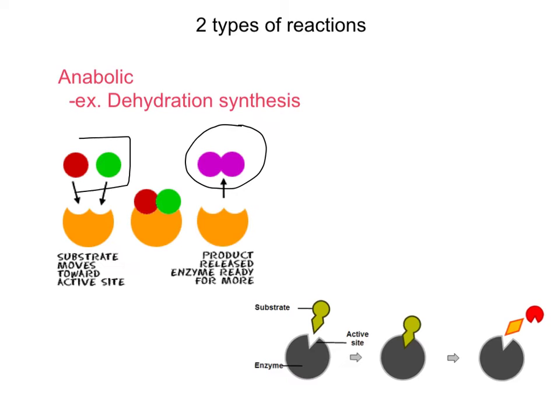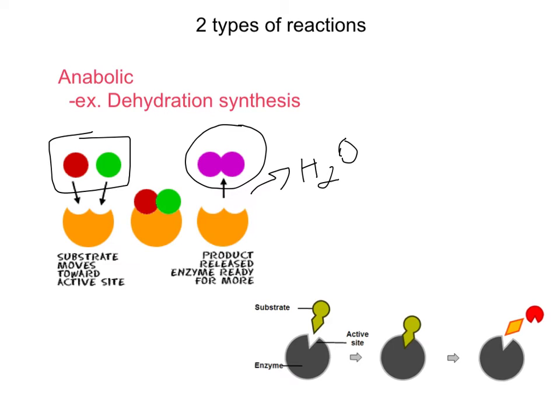I have taken these two substrates. They have bound to the active site on the enzyme, and they have joined together to form a new product. Again, an example would be a dehydration synthesis. A dehydration synthesis would be when I formed a new molecule, and in addition to forming a new molecule, I released water. That's why it's a dehydration synthesis. So in forming that new molecule, water was released.